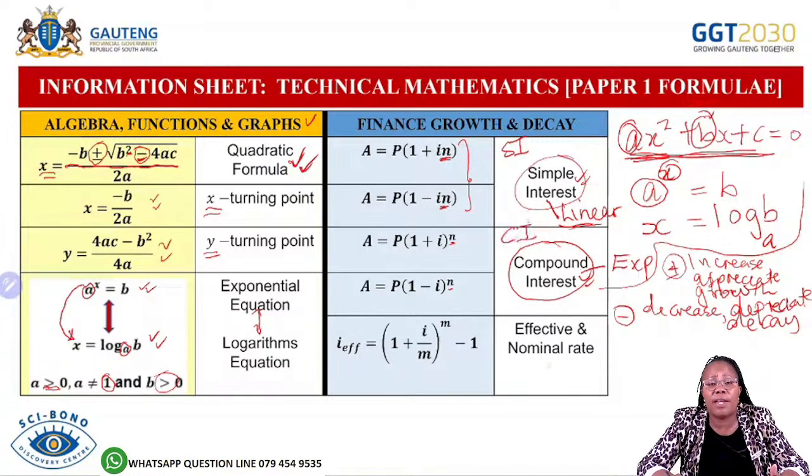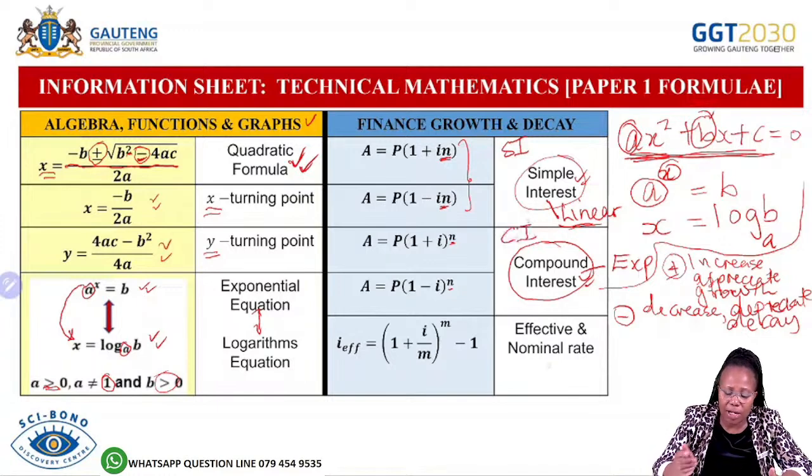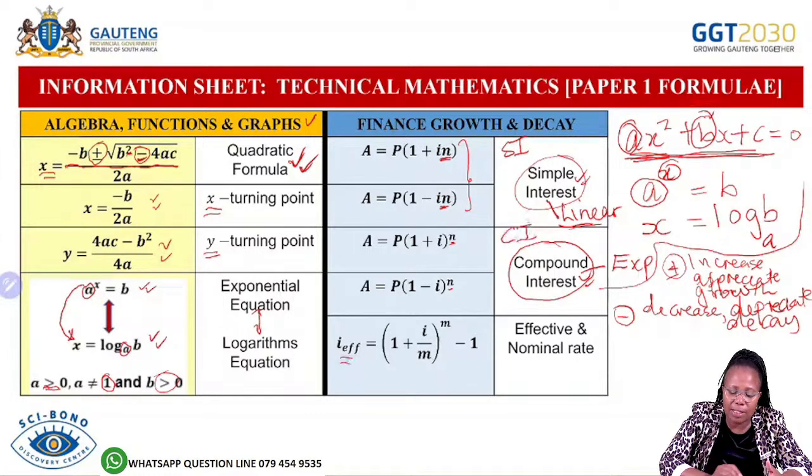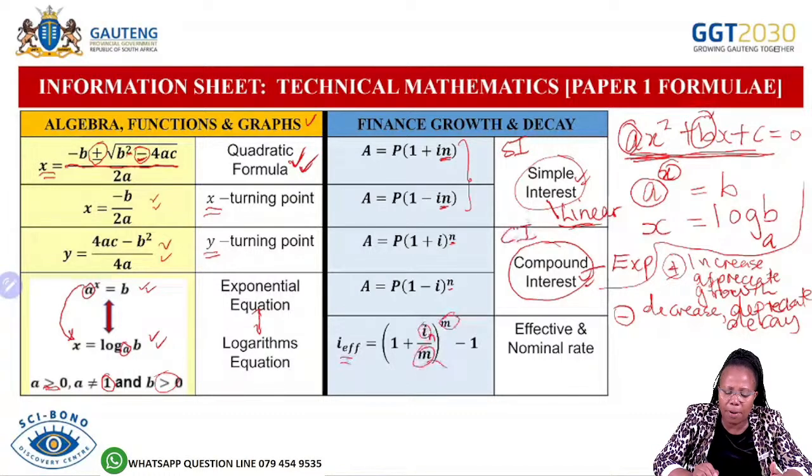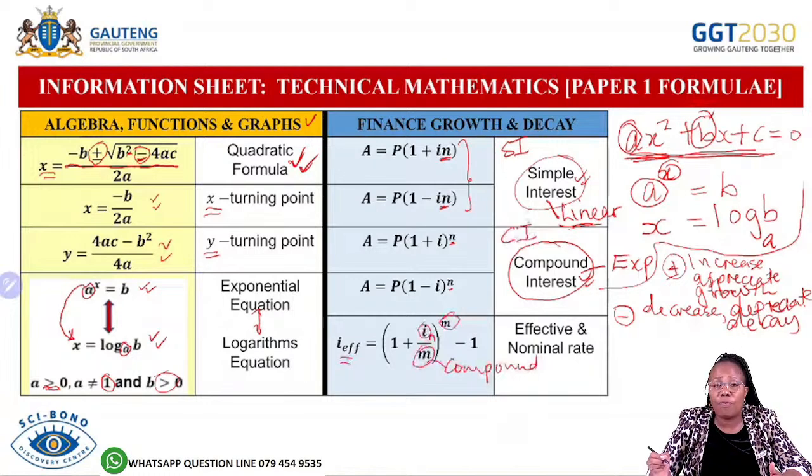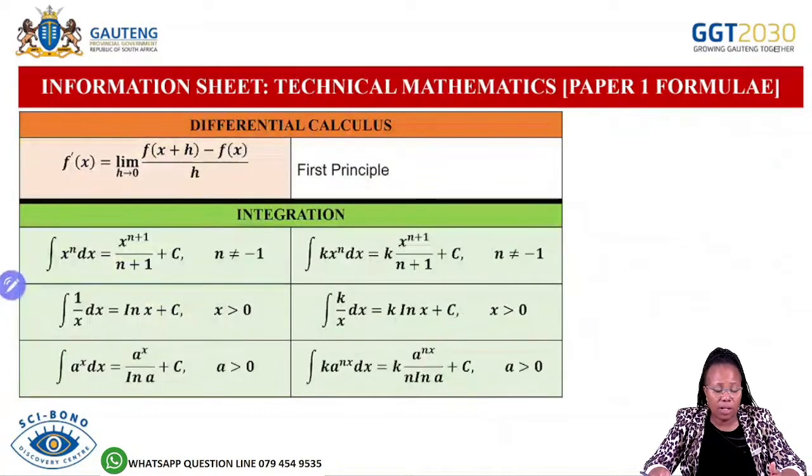Finally, we have the effective and the nominal rate equation. It's also on your formula sheet. It falls under the finance, growth and decay. That means that i effective is for the effective rate, and this i is for the nominal rate, and the m here is for compounding. Whether it's compounded monthly, then that m will be 12, compounded quarterly, that m will be 4, and so forth. Compounded daily, 365 days, and so forth.